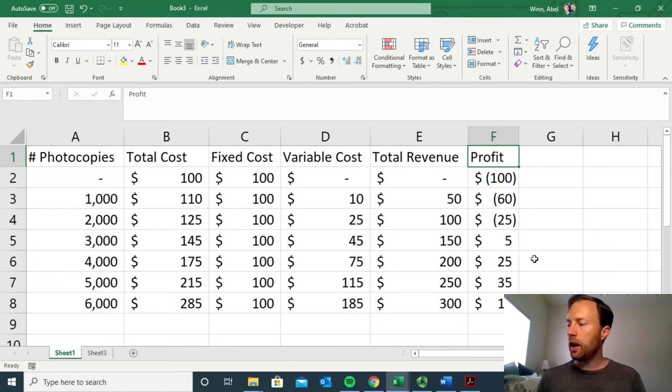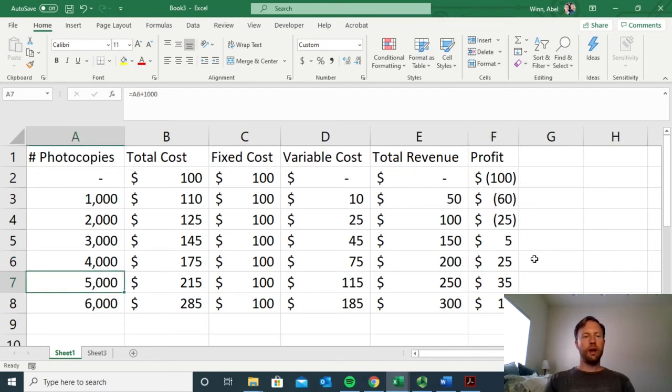Part B, how many copies per month should Carrie sell? Well, Carrie should sell the number of copies that maximizes her profit. And if you look down this column F here, you can see the largest number is here at $35. That's the maximum profit. And that is consistent with producing 5,000 photocopies a month. So the answer to part B, 5,000 photocopies per month.